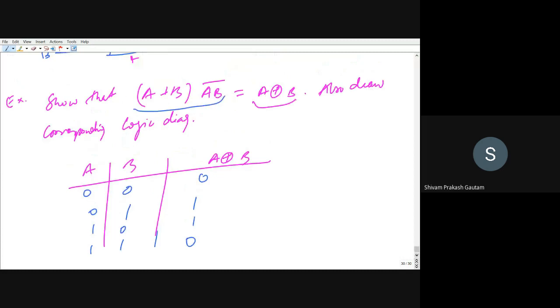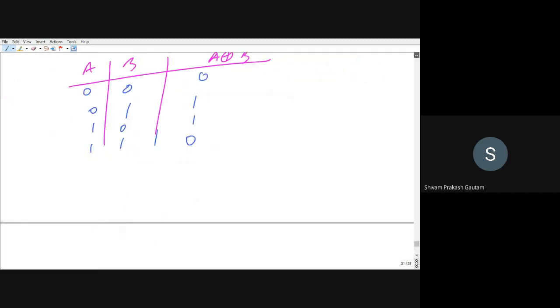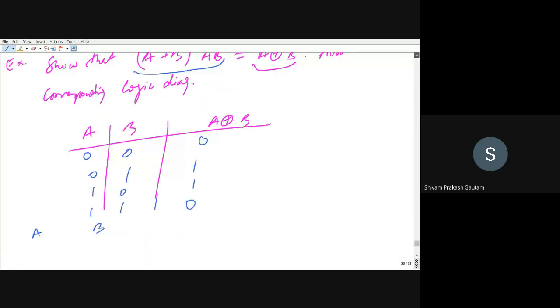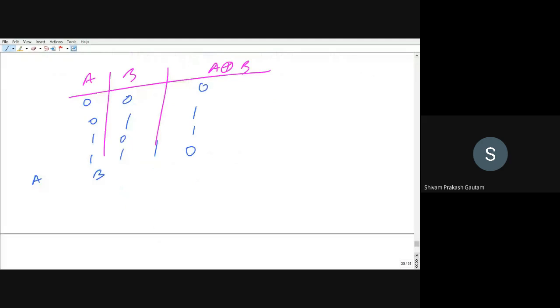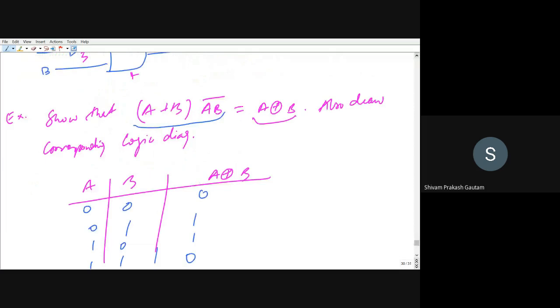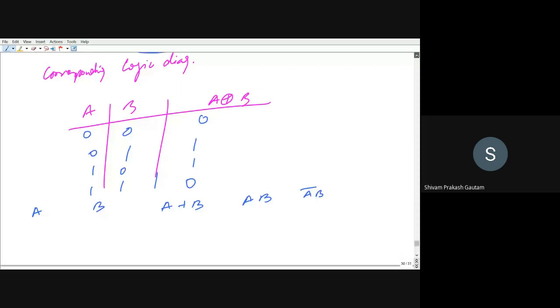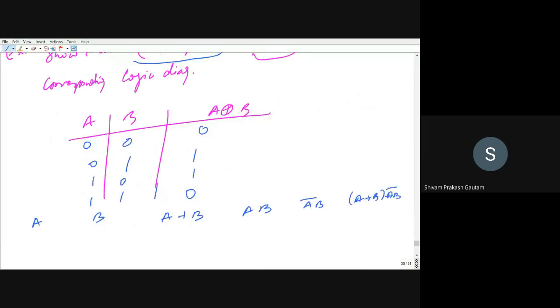So here also we have 2 variables, A, B, and we have A plus B as the first term, and the second term is AB whole bar. That means first we have to get AB, and then we have to complement it. So for that we will have AB, then complement it. Then we need to multiply A plus B into AB whole bar. So these are the terms that we will have.